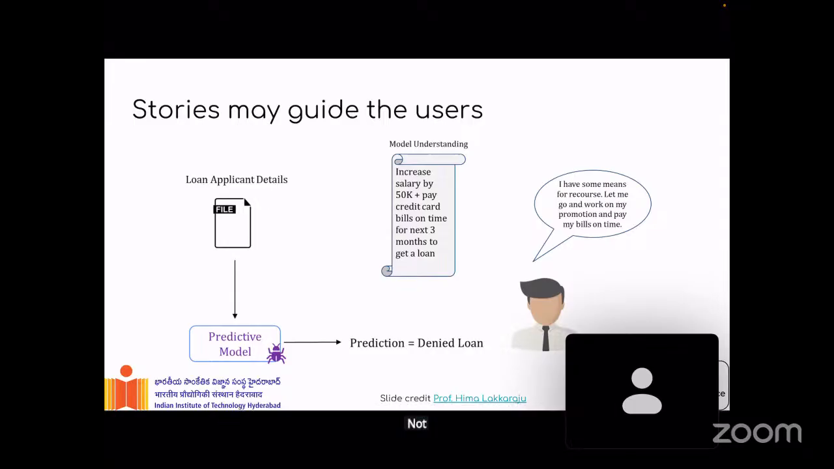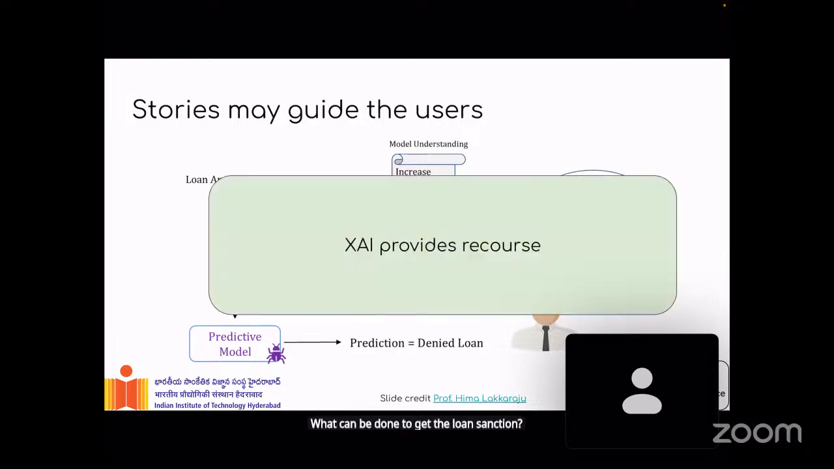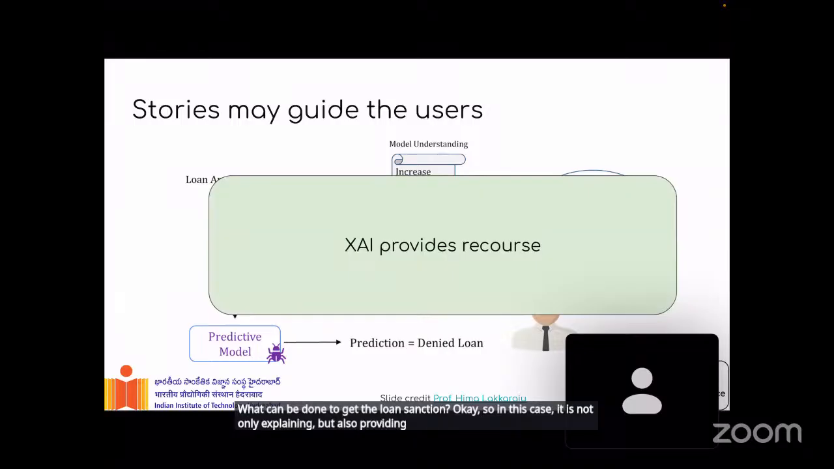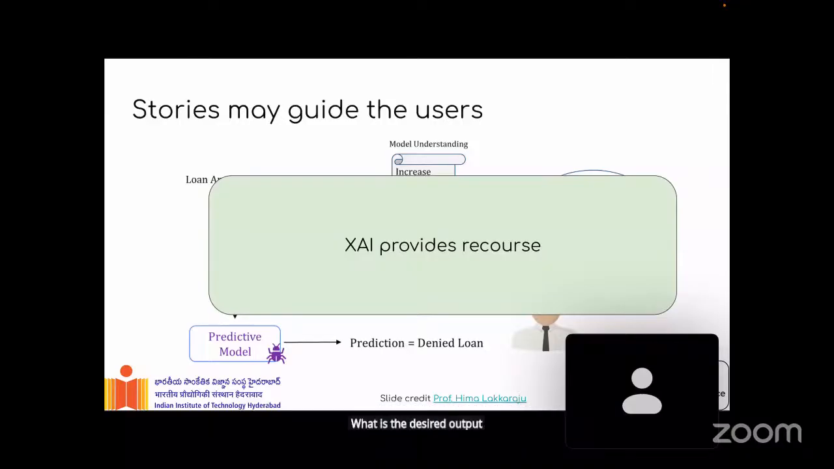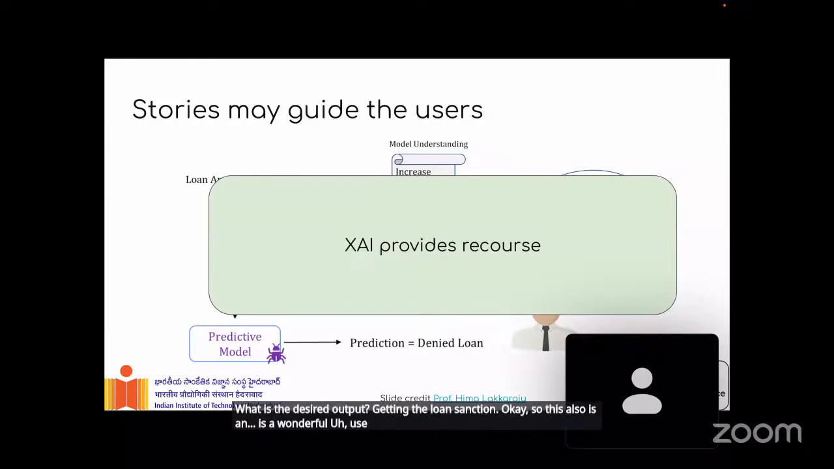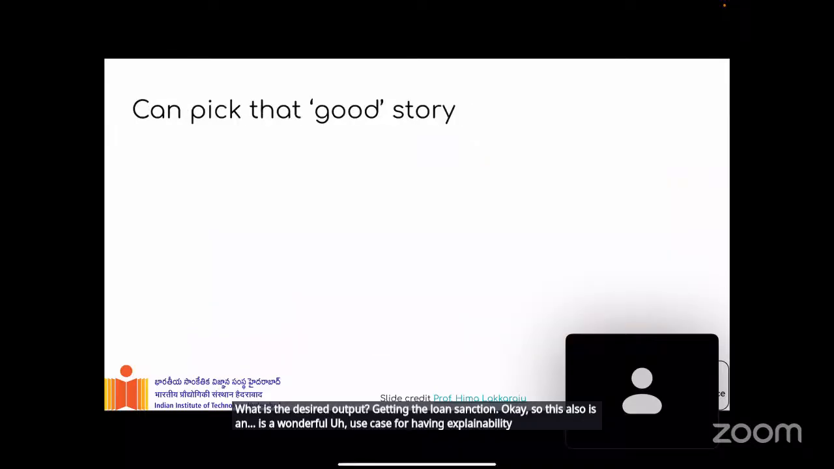Not just simply deny, but providing a recourse. What can be done, according to the model, to get the loan sanctioned. So in this case, it is not only explaining, but also providing recourse, what can be done in order to get the desired output. What is the desired output? Getting the loan sanctioned. So this also is a wonderful use case for having explainability in artificial intelligence.